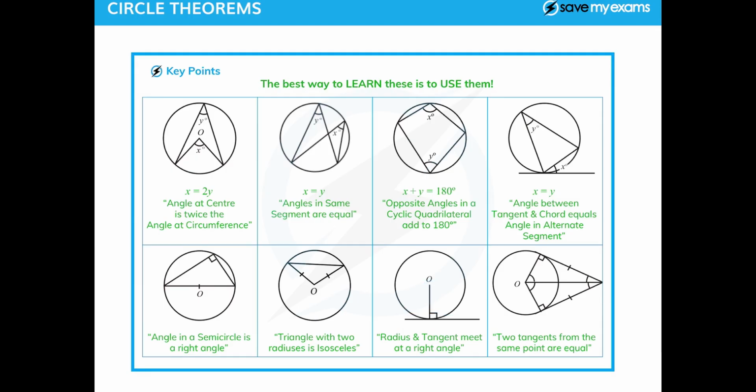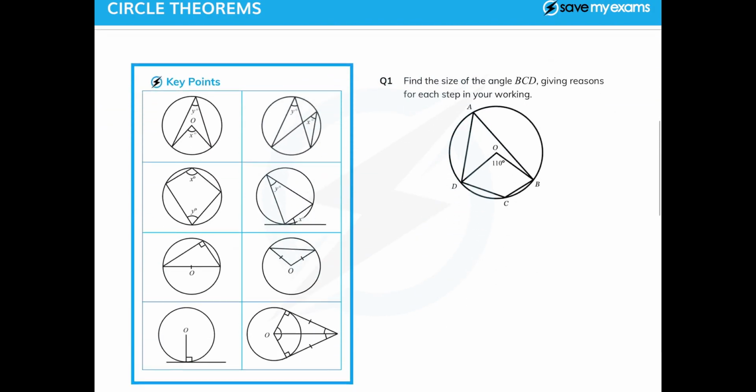And finally, if I take a point and I draw a tangent to the circle from each of them, I get exactly the same length line. And in fact, that shape there is a kite because it has two pairs of equal sides in that way. Right, so you need to learn those. Let's have a look at a couple of questions though.